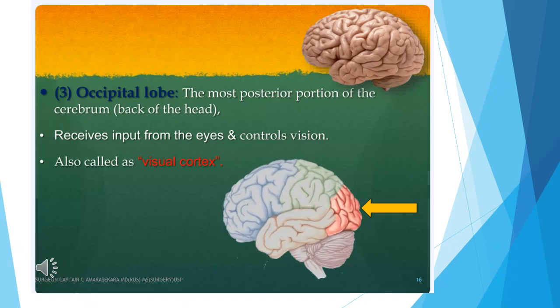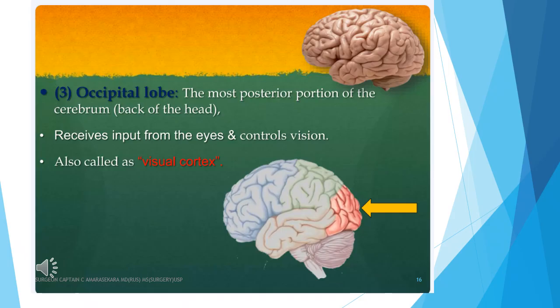Occipital lobe, visual cortex, and clinical mapping. Now we are arriving at the occipital lobe, the most posterior portion of the cerebrum, nestled at the back of the head and highlighted in red color in our diagram.